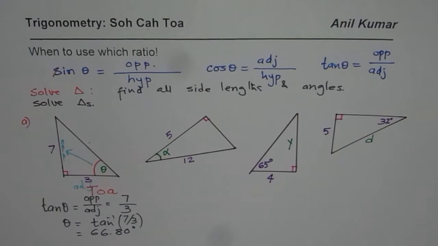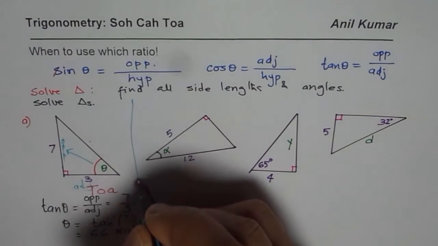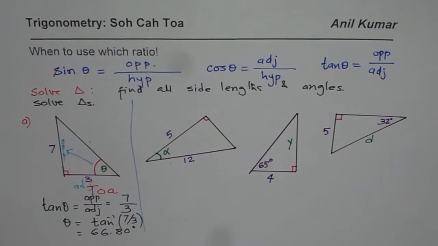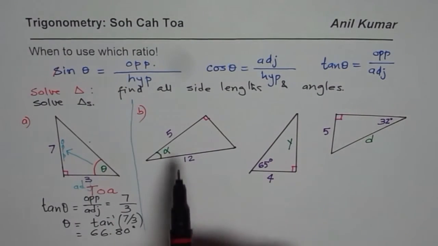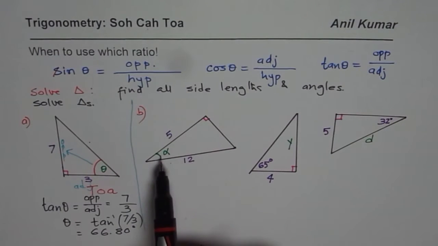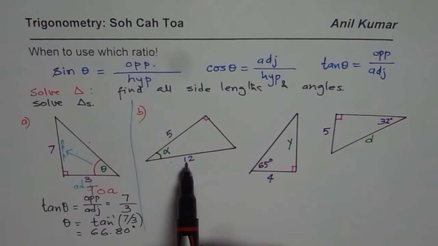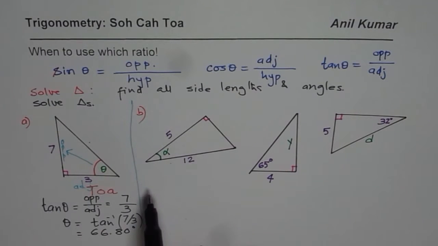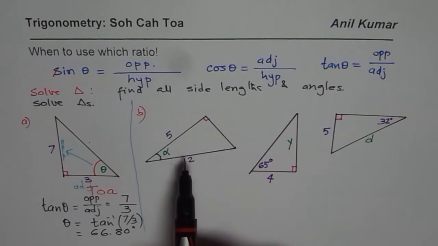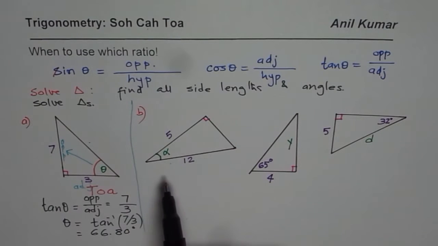Take it as a practice. Now you tell me, which trigonometric ratio should I apply here to solve this second question? Okay, this is part B now for us. So we are given a triangle here. We are given one angle alpha, right? 5 and 12 are the two sides. That is the right triangle. Which ratio should we use? Now look at it like this.